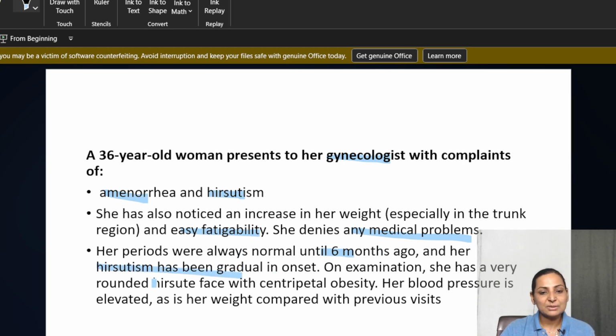On examination, she has got a rounded hirsute face with a centripetal obesity. The blood pressure is elevated and the weight is also more as compared with the previous visits, right? So you get a very typical history. What is the most catchy point over here? Moon-like face, that is a central rounded face with a centripetal obesity, amenorrhea, and she is gaining weight as compared to past.